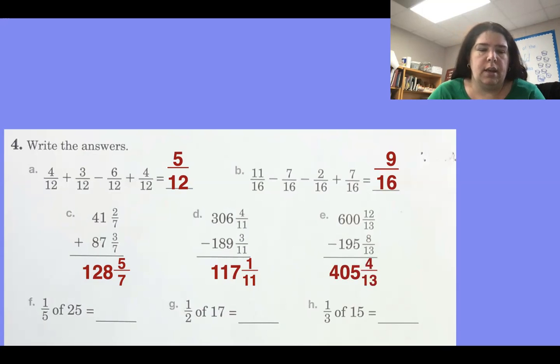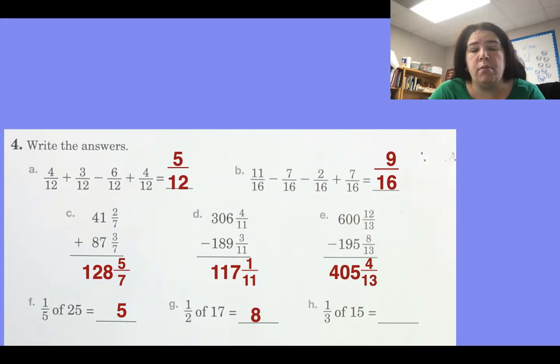Excellent. Now the next few are 1/5 of 25. Remember, we're doing division. And we are going to take that 5 and divide it into 25. So 25 divided by 5 equals 5. And sometimes it's not going to be evenly divided. You're going to have a fraction left over. 17 divided by 2 is 8. 8 times 2 is 16.